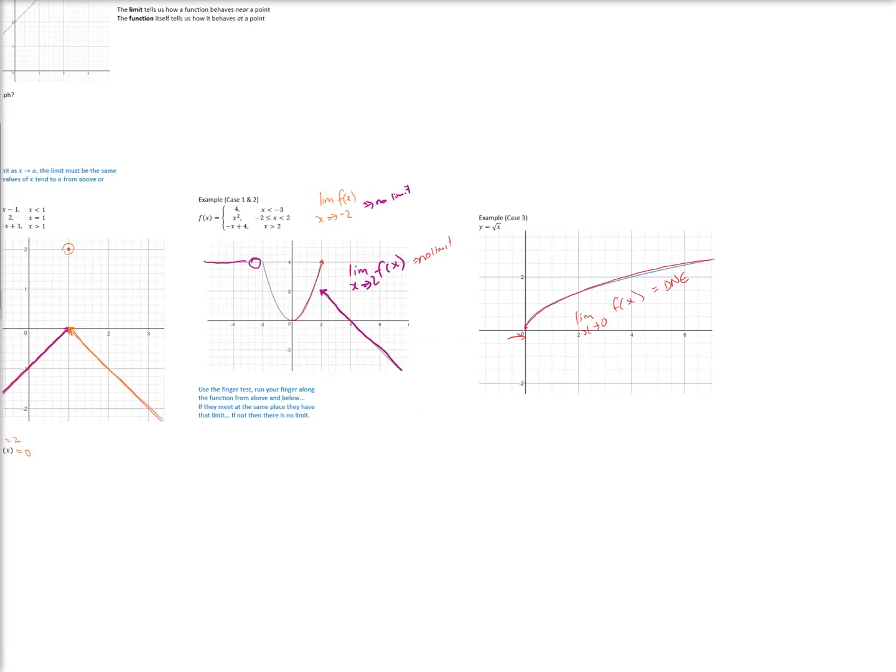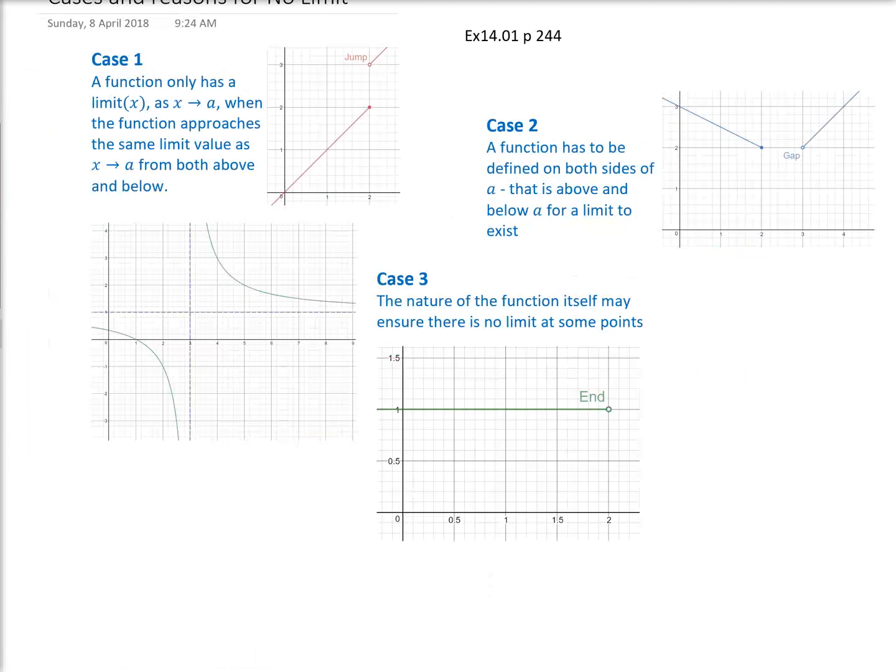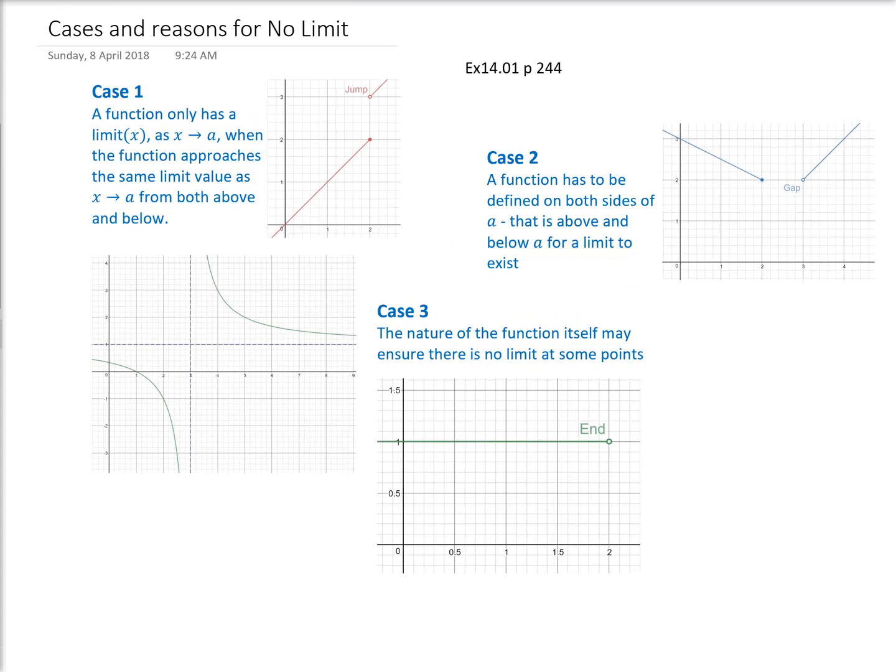Okay, so I suppose the key thing here is, what is a limit? But the key thing is, when is there no limit? There are no limits in these 3 cases. Case 1, when there is a jump in the function. Why is that? It's because as my function approaches 2 from below, the function approaches 2 here.